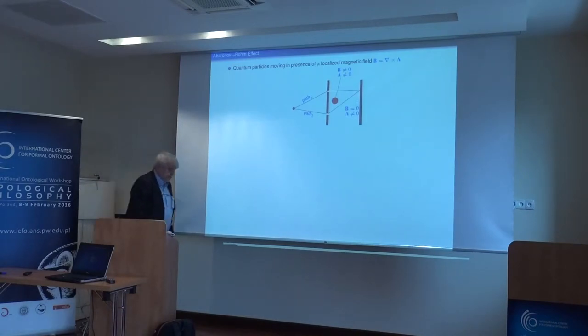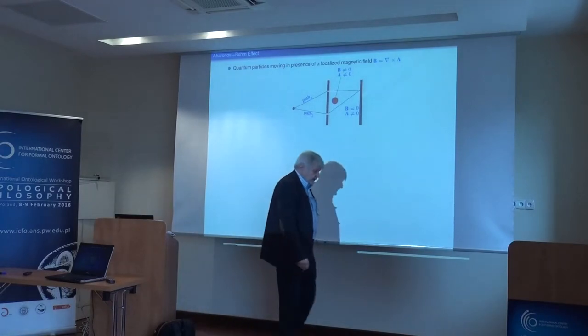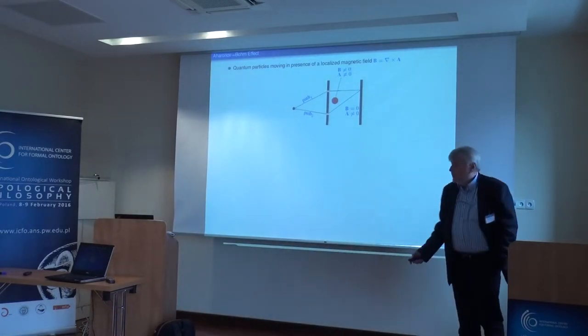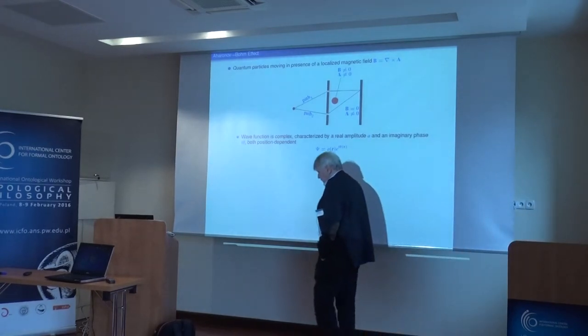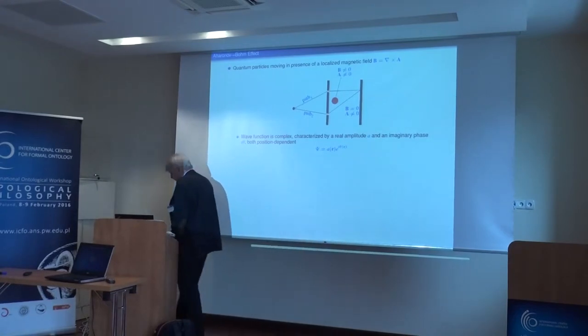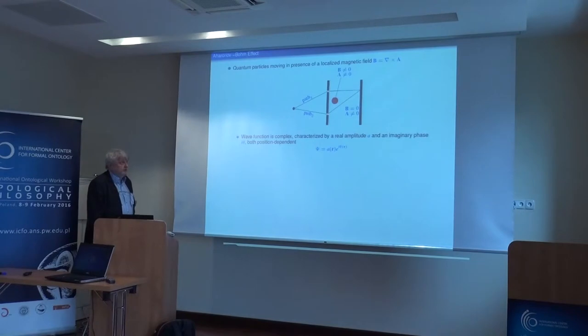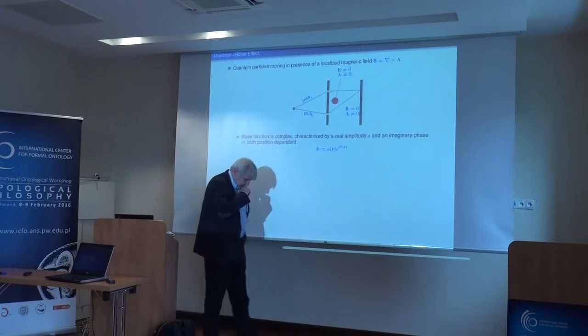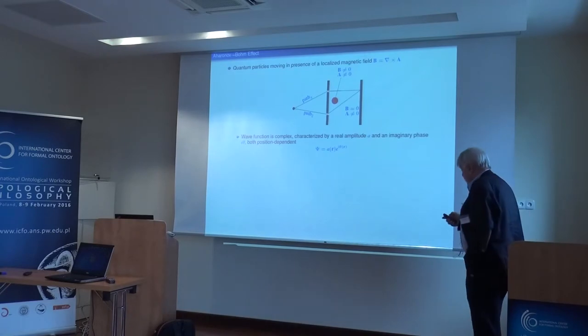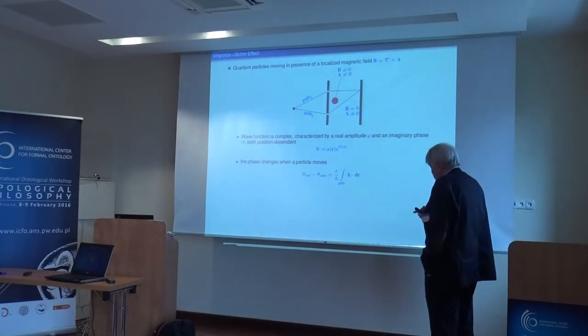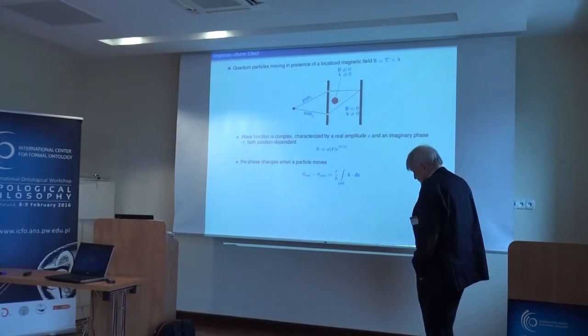Okay, and then think about the different possibilities the quantum particle has when it travels. So the wave function of such a particle is a complex function. You can write this as a real amplitude A and a phase, also real. And obviously, both depend on the position of the particle in space. And when such a particle travels along some path, you can calculate the change of this.